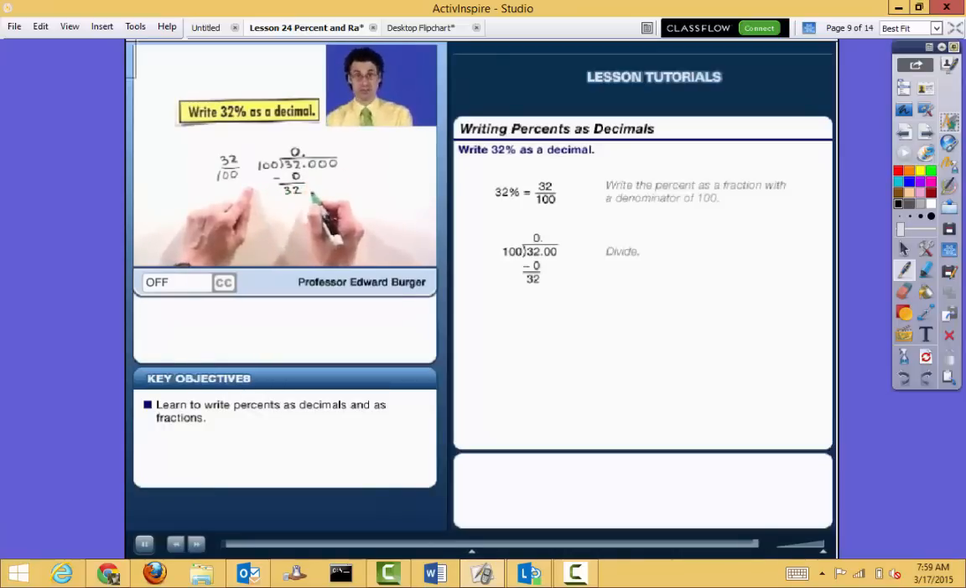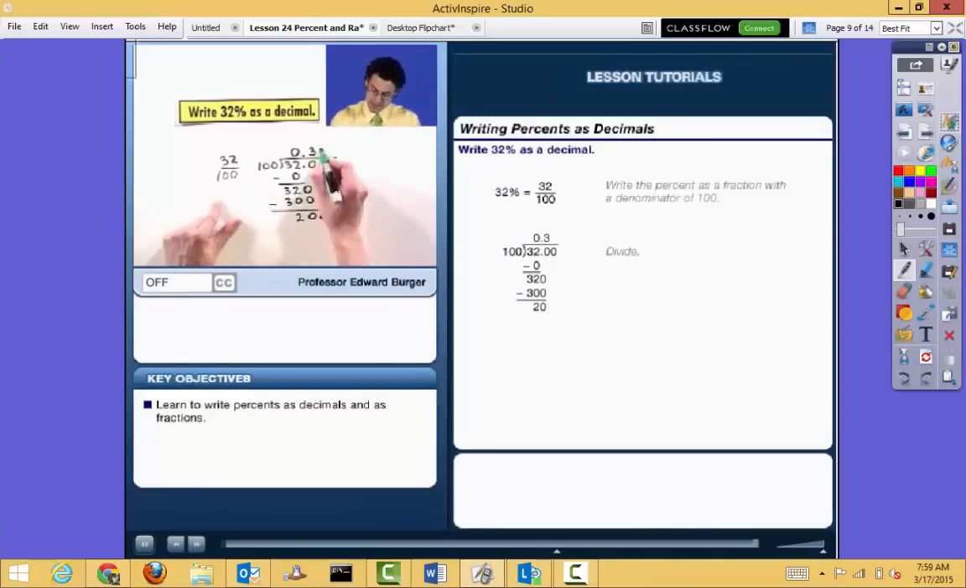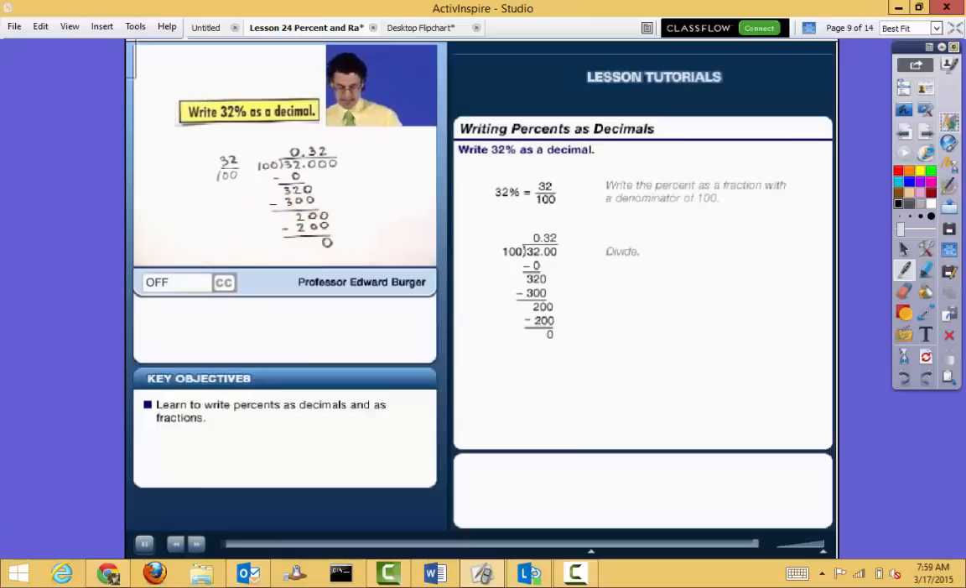Now I bring down one of my reservist zeros. So now I have 320. Now we're going to have some fireworks. Because 100 does go into 320. It goes in 3 times. 3 times 100 is 300. And when I subtract now, I see 20. Bring down an extra reservist. I have 200. 100 goes into 200 twice. 2 times 100 is 200. I subtract. I see 0. That tells me that I'm done. I finished. And I see my decimal expansion.